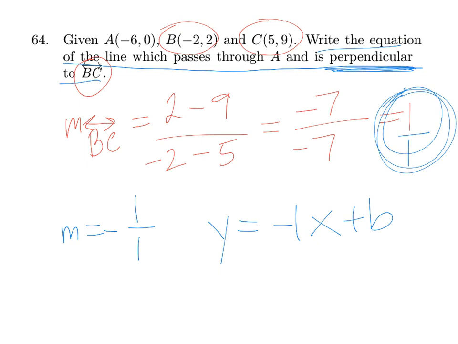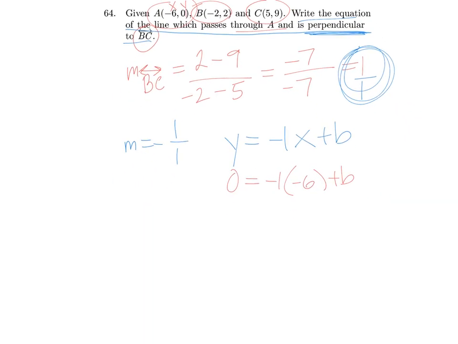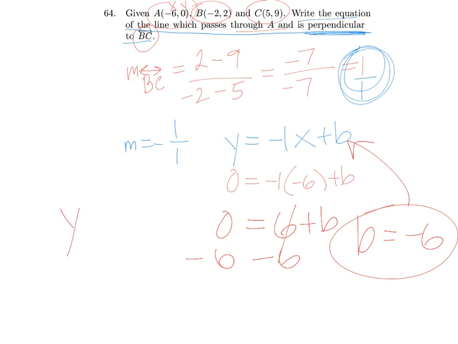All right, how am I going to figure out b? That's where you use the point A, because it has to pass through point A. So that's my x, and that's my y. So I have 0 is equal to negative 1 times x, which is negative 6, plus b. All right, and I have 0 is equal to 6 plus b. I'll subtract 6, and b is equal to negative 6. Take that and plug it in. So I have y is equal to negative 1x minus 6. And if I polish it up, I have y is equal to negative x minus 6. Done.